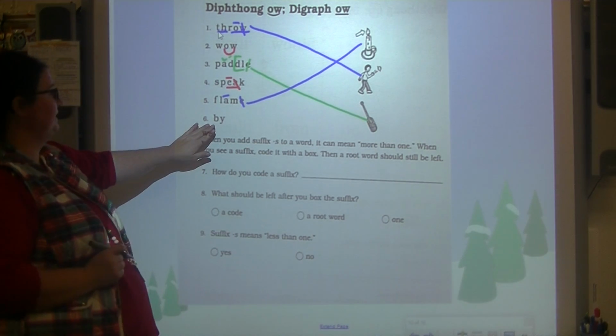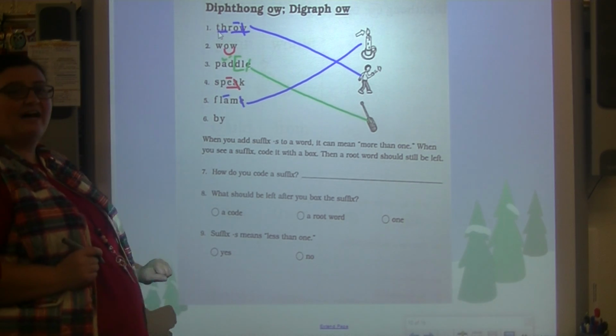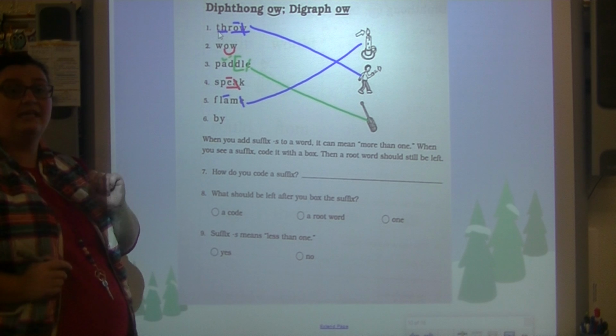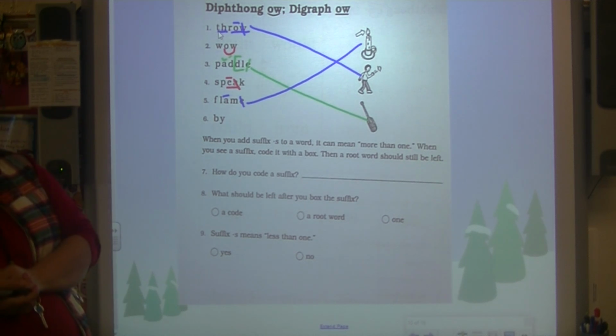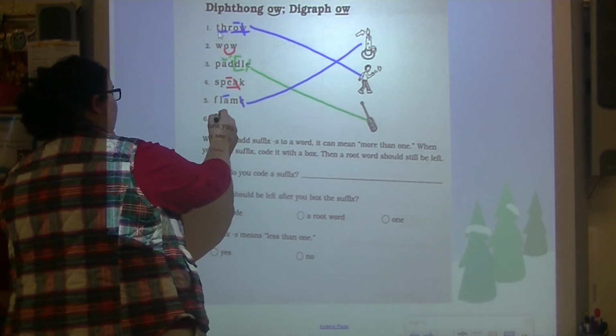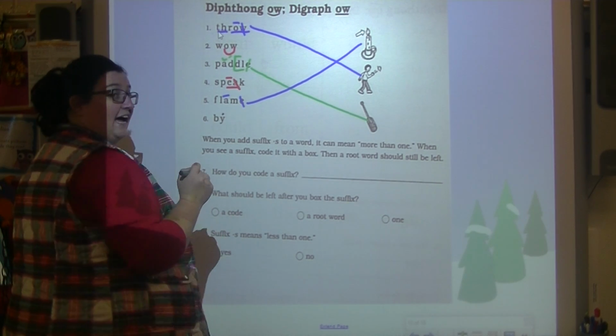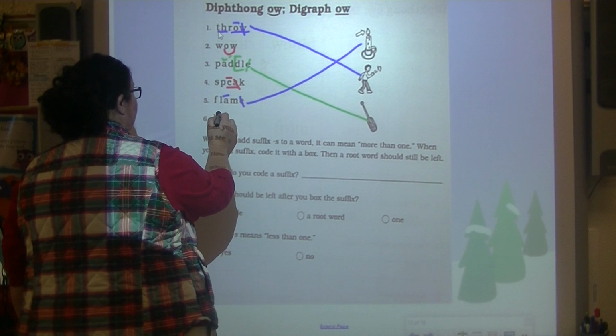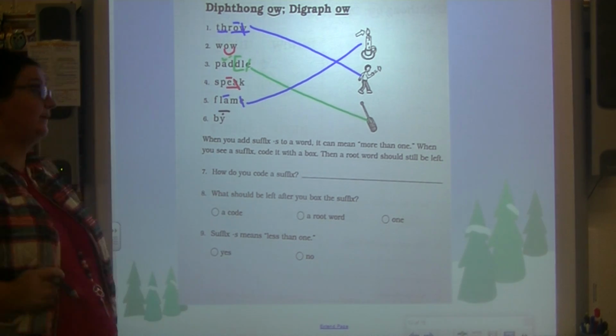And the last one, that's the vowel Y. If it's a one-syllable word, it makes what sound? I, by. So we put our dot because it's a vowel Y, and then we put a macron because it's the I sound.